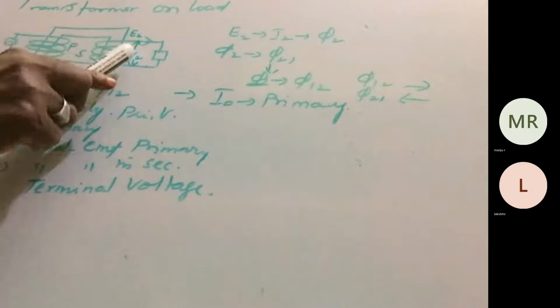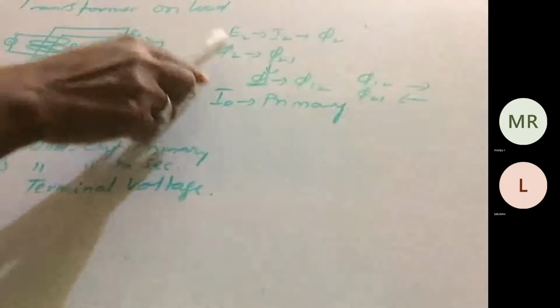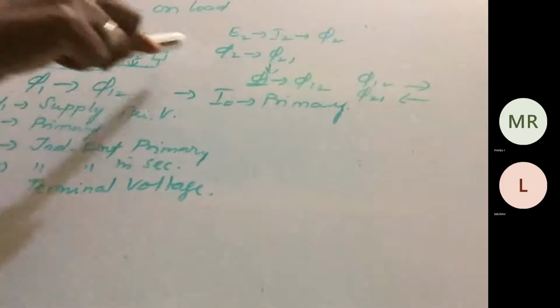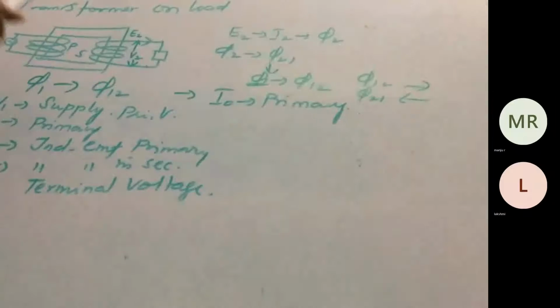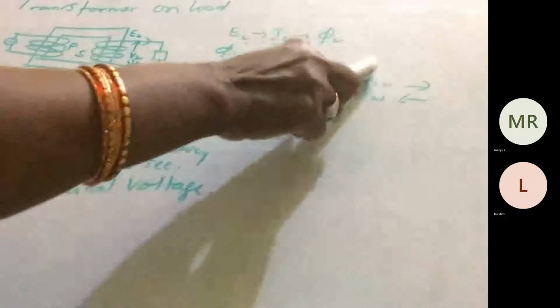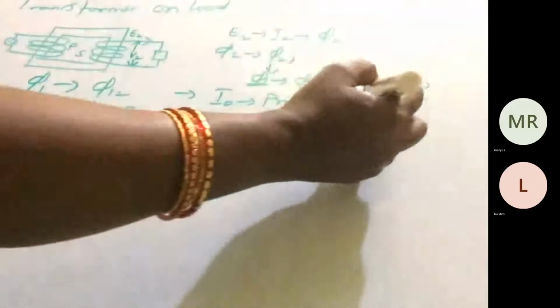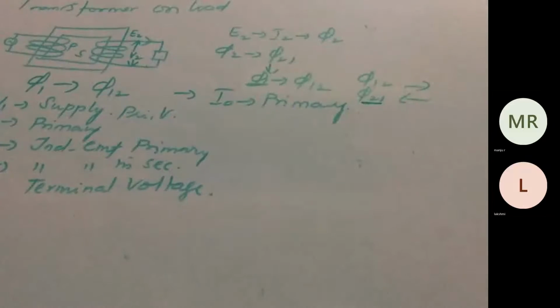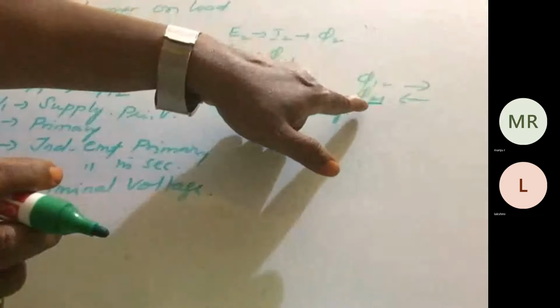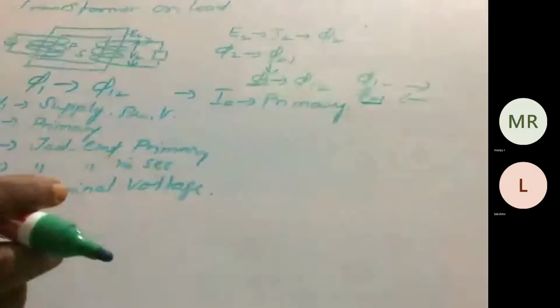V2 is the terminal voltage across the secondary winding. The current I2, due to E2, produces the flux phi 2. This flux links the primary winding, so we represent it as phi 2 1. The primary flux phi 1 which links the secondary coil we represent as phi 1 2. Both are in opposite directions, so they will be cancelled. Phi 2 1 is the secondary flux which links the primary, and phi 1 2 is the primary flux which links the secondary.